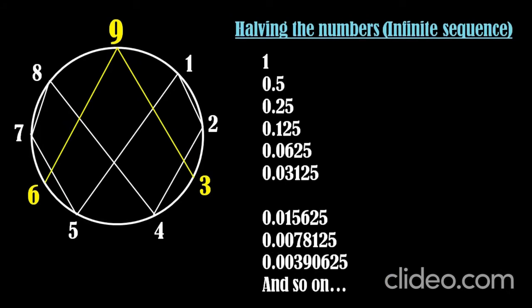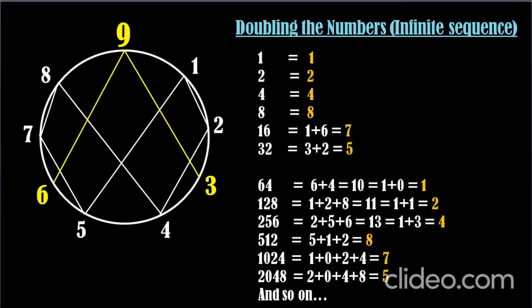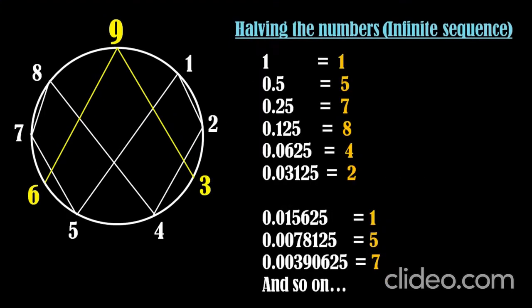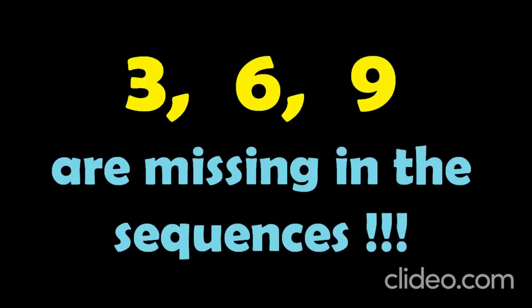Now, instead of doubling the numbers, let's halve the numbers repeatedly. This time also we will start with number 1. Add all the digits of the number and get the digital root as shown here. You will be surprised to see that this time too we get the same numbers repeatedly that we got in case of doubling the numbers. So in both the cases of doubling and halving the numbers, we are getting the same numbers 1, 2, 4, 8, 7, and 5.